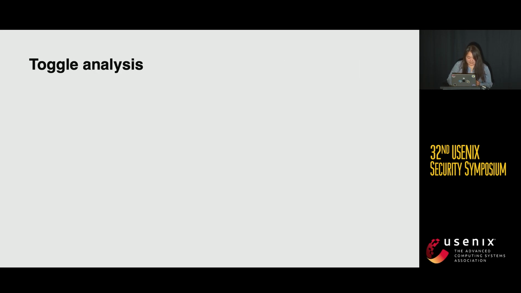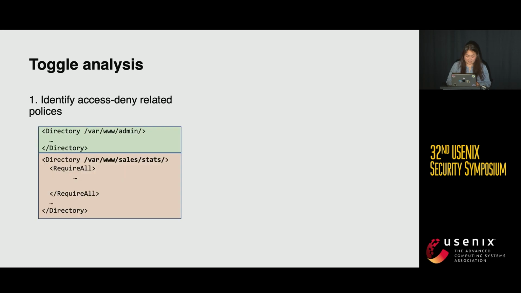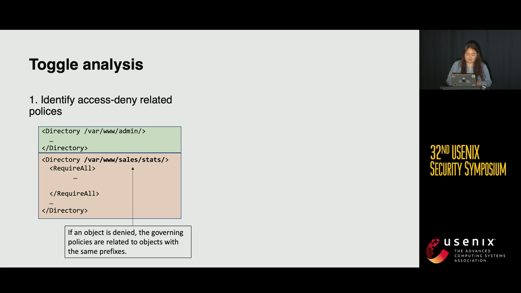To go into further details, first of all, we do toggle analysis, which is a black box approach to root-cause the access denial issues. First of all, we want to identify the access-denial-related policies. We start from the log messages, and then we try to collect all the policies that might touch the same resource or a resource with the same prefixes. This is based on our intuition that if an object is denied, the governing policies are related to objects with the same prefixes. And this would apply to file systems, server configurations, and databases.